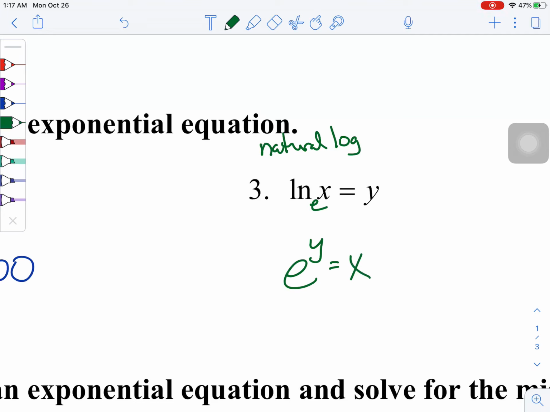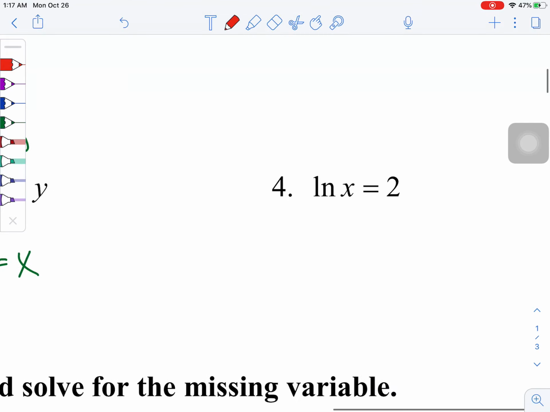So the process doesn't change. It's just paying attention to what that base is when you're dealing with the natural log, or ln, as opposed to the logarithm of log, all right? That's the base 10. All right, so let's go with ln here. So natural log is a base e.